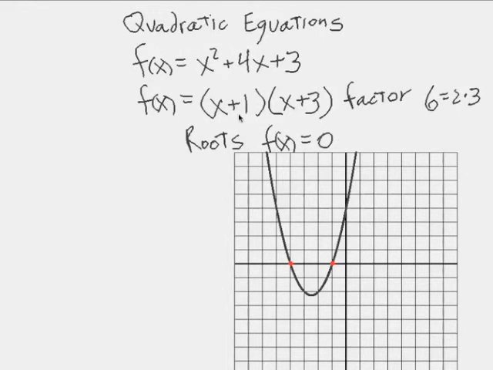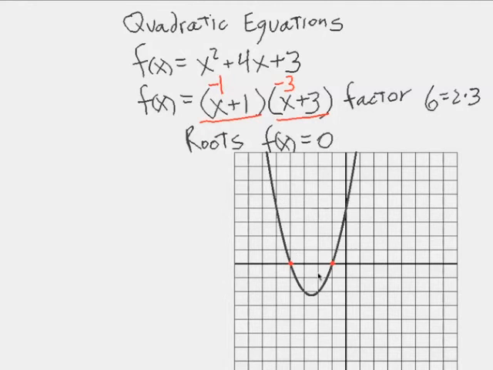And if you look at its factors, you can see that for this factor, if I put in a -1, then -1 plus 1 is 0, and 0 times anything is 0. And for this factor, if I put in a -3, -3 plus 3 is 0, and then 0 times the rest of this is 0.